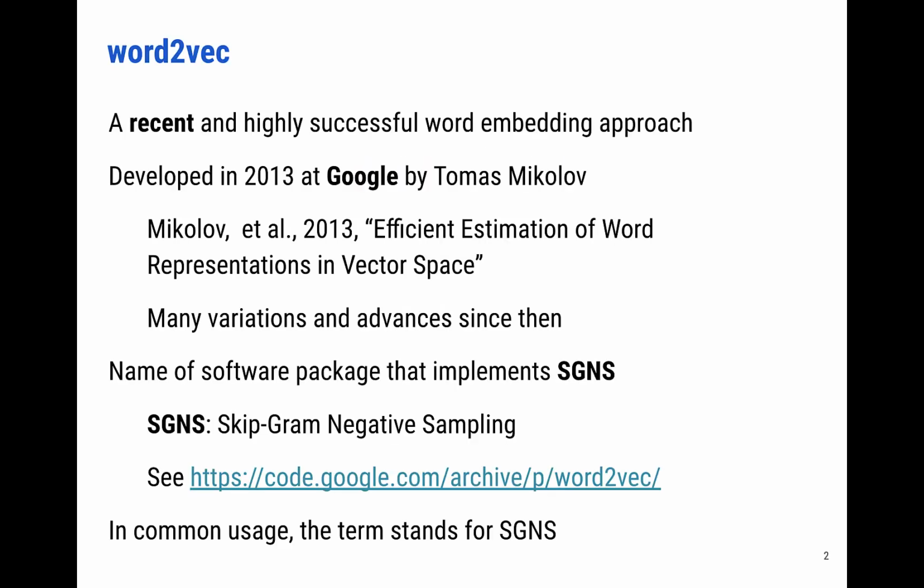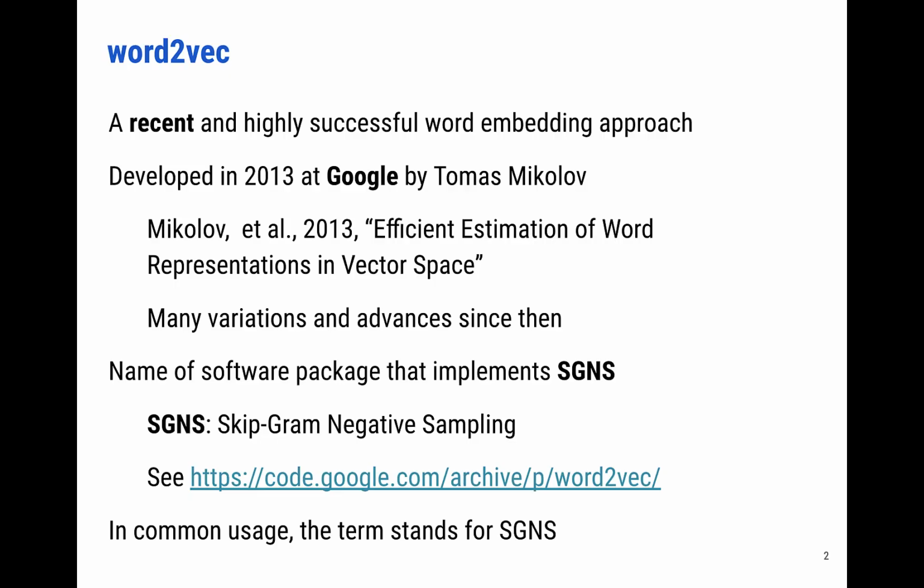So what is Word2Vec? Word2Vec is a recent and highly successful word embedding approach that was developed in 2013 at Google by Tomas Mikolov and others. I've asked you to look at the paper, the 2013 publication, Efficient Estimation of Word Representations in Vector Space. There have been many variations and advances on what they propose in that paper, but basically this is the foundation for Word2Vec and what caused all the fuss and excitement about this new approach.